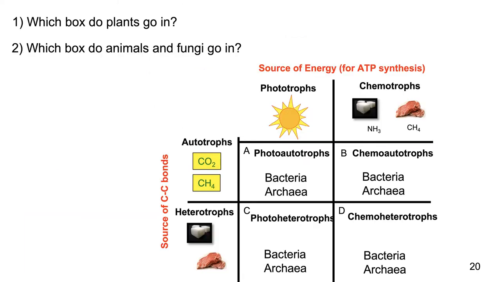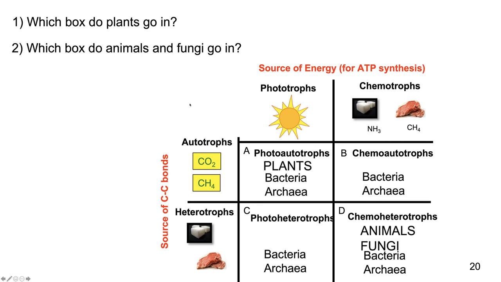Okay, so given what we know about phototrophs and chemotrophs, these different ways that organisms acquire energy, and autotrophs versus heterotrophs, these different ways that organisms get the carbon that they use for carbon-to-carbon bonds, which box do plants go in? A, B, C, or D? And which box do animals and fungi go in? A, B, C, or D?